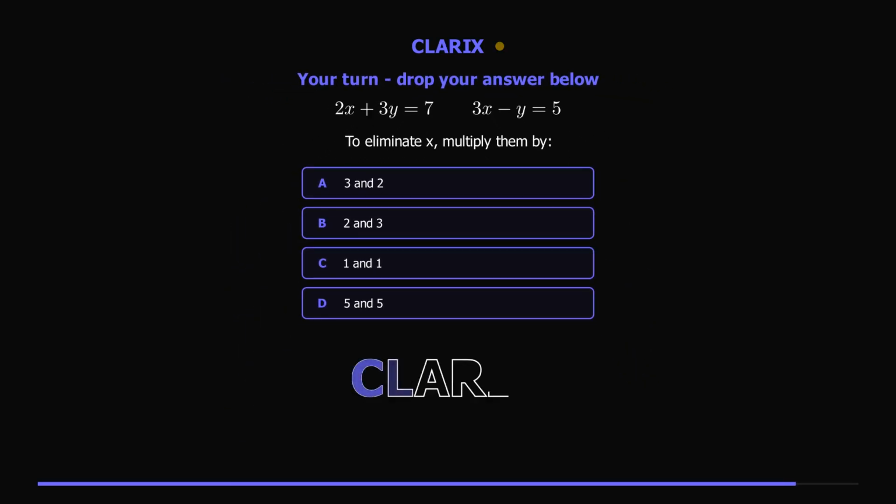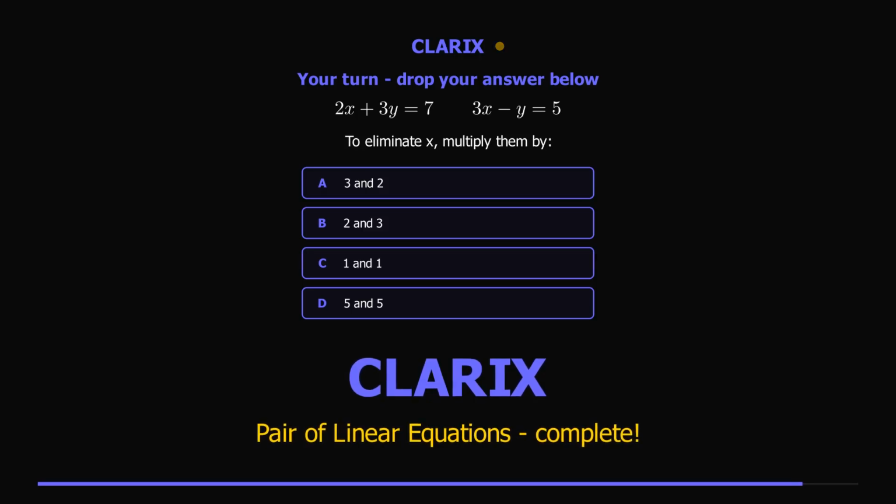And that's the whole chapter. You can form a pair from a story, solve it 3 ways: graph, substitution, elimination. Name every case, and predict the answer with a ratio. That's genuinely the full toolkit.